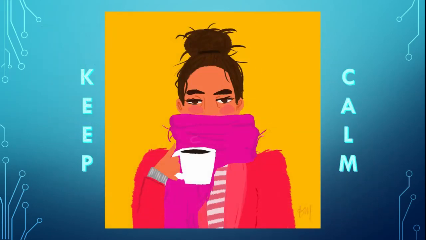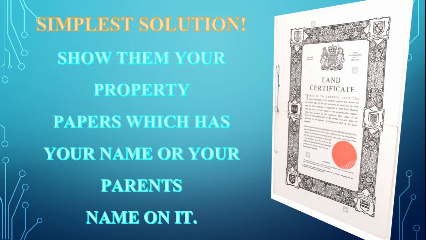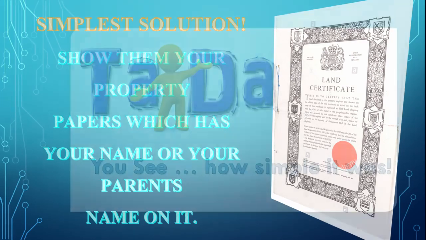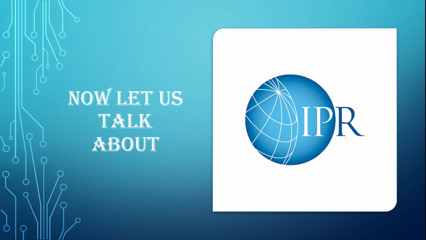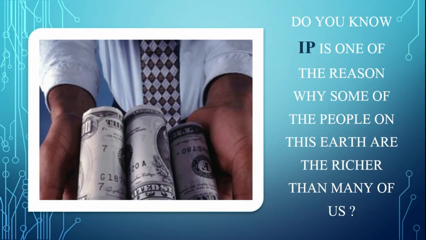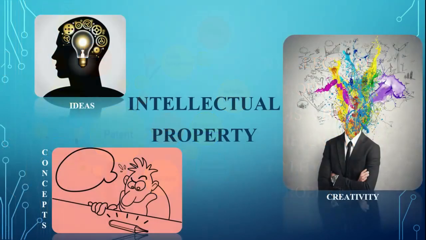The first thing that you need to do is keep calm. Sip a cup of coffee because you own the legal documents which state that the property is yours, or maybe in the name of one of the family. See how simple it was to claim right on your physical property? Now let us understand about IPR, intellectual property. Do you know IP is one of the reasons why some people are richer than many of us on this earth? Intellectual property is a bit different to physical property because it includes or protects ideas, concepts, and even creativity.